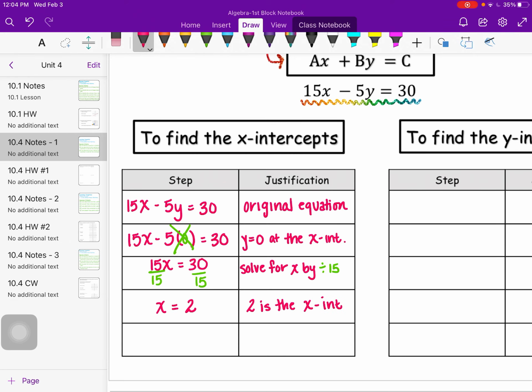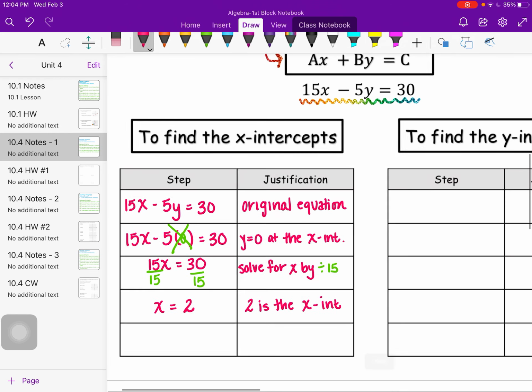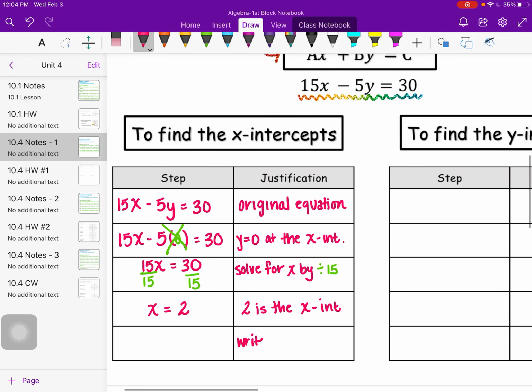The very last thing we're going to do is write it as an ordered pair, which means we're going to write it as a point. Let's take a look. We know that y is 0, and we know that x is 2. So our point is going to be (2, 0), because our ordered pairs go x comma y.